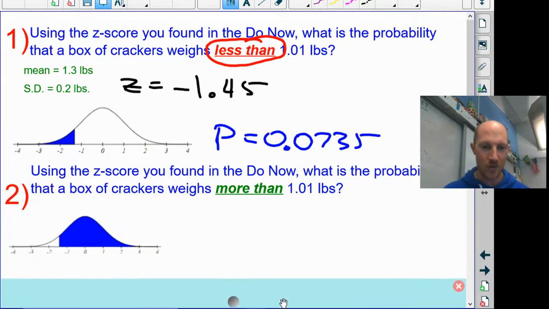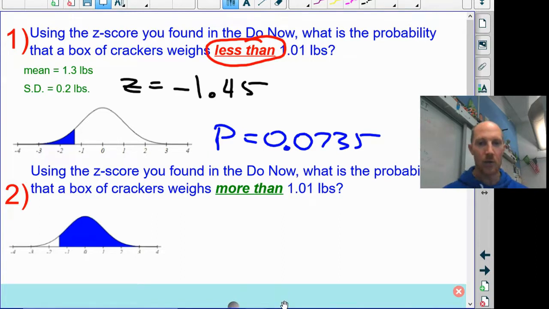So if the question changes and asks us now, using the z-score we found in the do now, same outcome, but we want the probability that the box of crackers is more than 1.01 pounds. Well, I can find the z-score for that outcome. It's going to be the same z-score. I can take the z-score to the table and get the same probability we just did for this first question, and that's not what I want. I want, as illustrated here, the other part of what's underneath the bell curve. So starting from that z-score, I want everything on the other side. I want everything to the right of that.